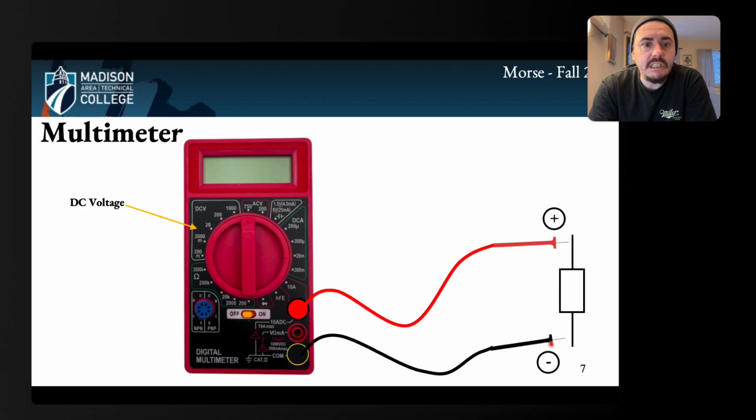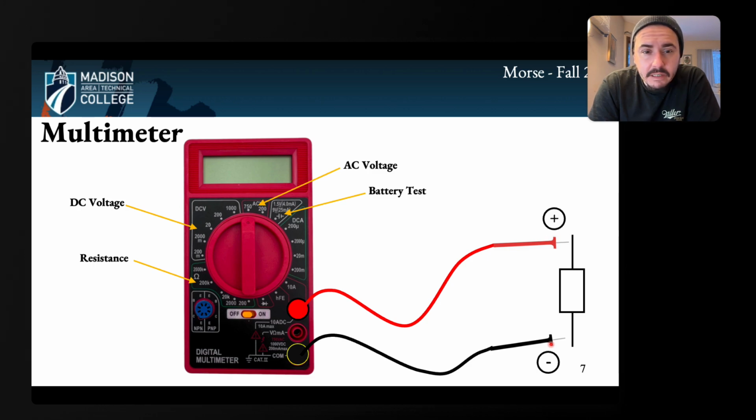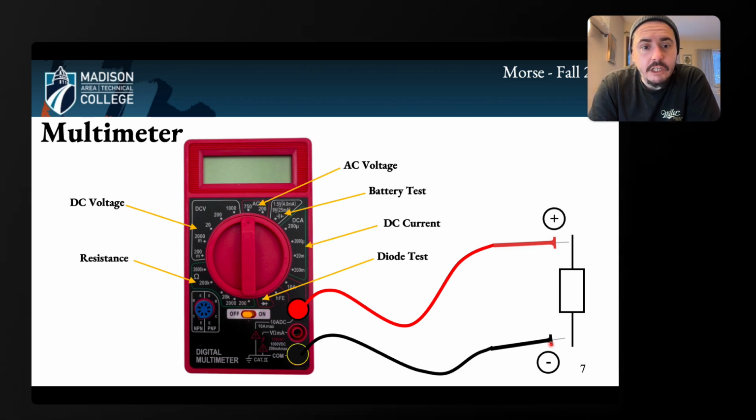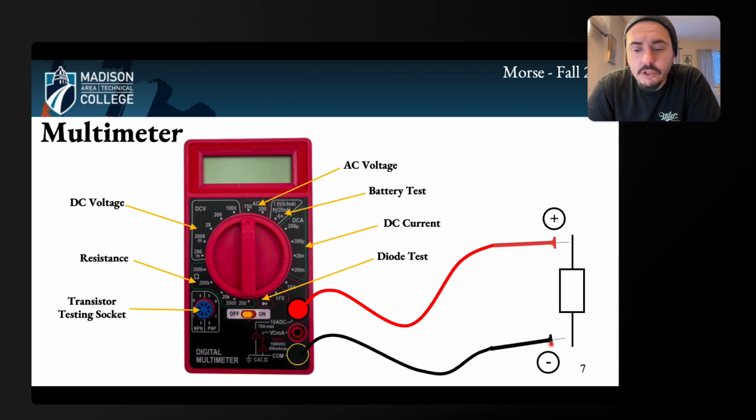So first I have DC voltage. I can measure the DC voltage. I can measure the resistance of a circuit or of a component. I can measure the AC voltage if I have an AC circuit. I can do a battery test. I can measure DC current. I can do a diode test. And then finally, I can do a transistor test, and this is the socket that's used for that. So basically, there's another component that goes in there, and then we do that to test transistors.